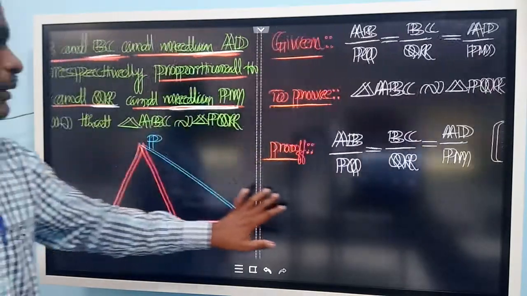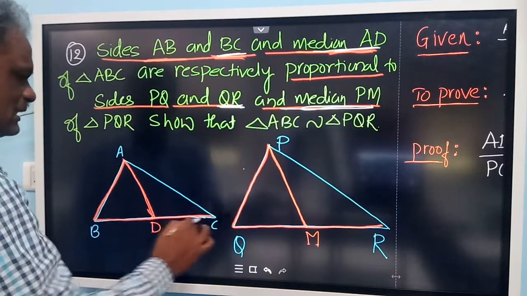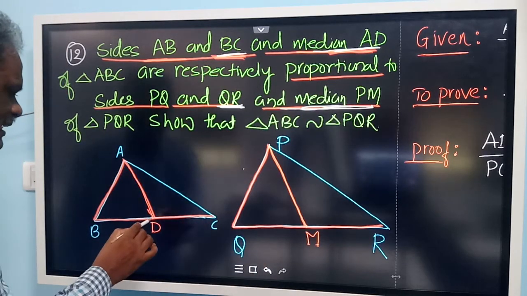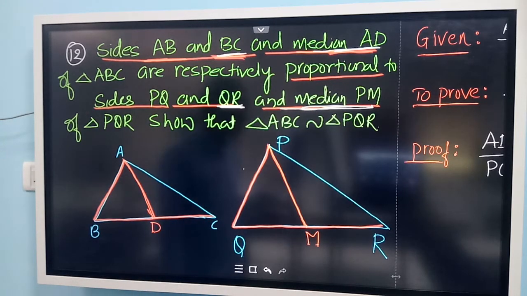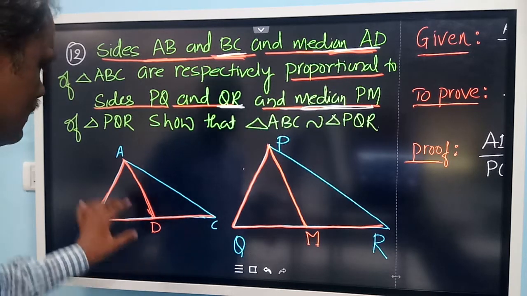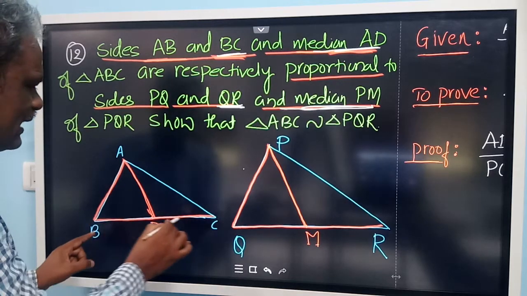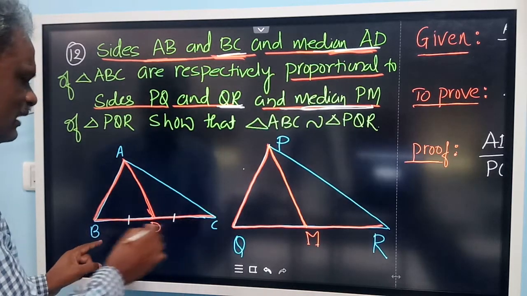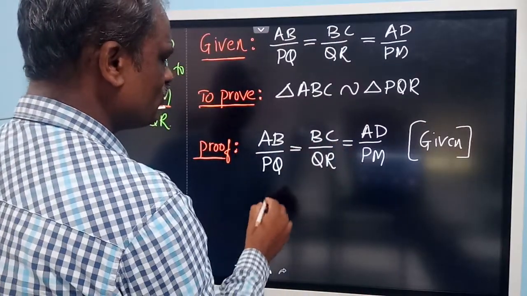Now, look at this. We have AB by PQ, BC by QR and AD by PM. Here D is the midpoint of BC because AD is median. Median is a line segment joining a vertex and the midpoint of its opposite side. So AD is median, D must be midpoint. So BD and DC must be equal. These two line segments are equal. So BC, I can write it as 2 times BD.